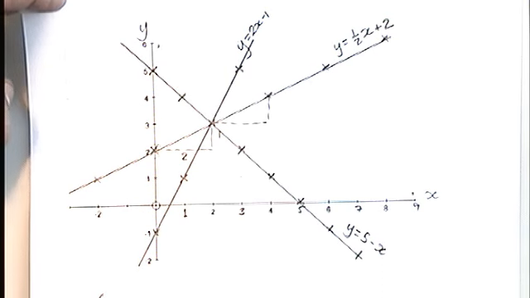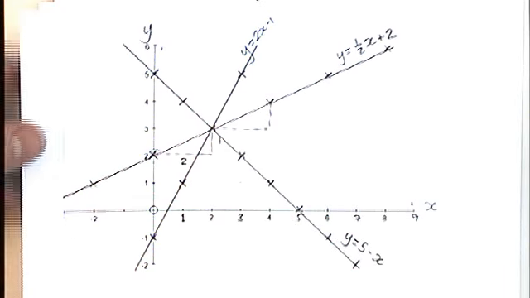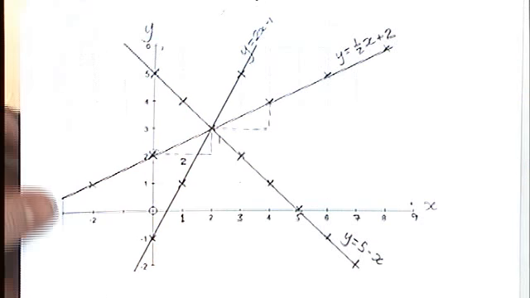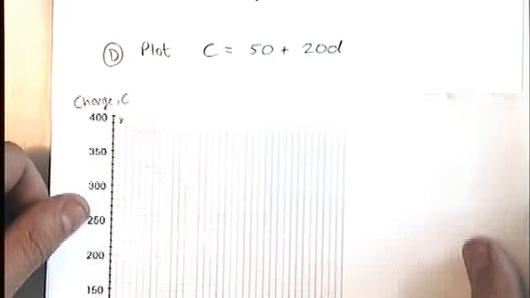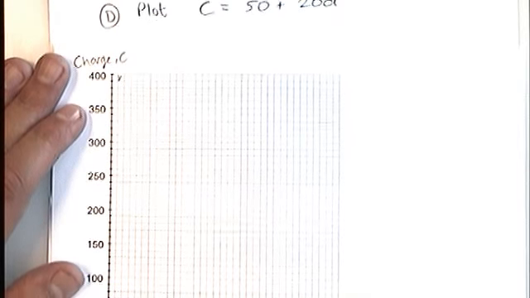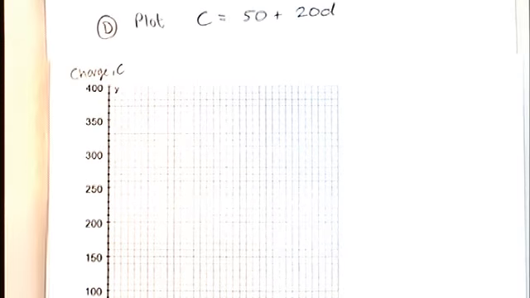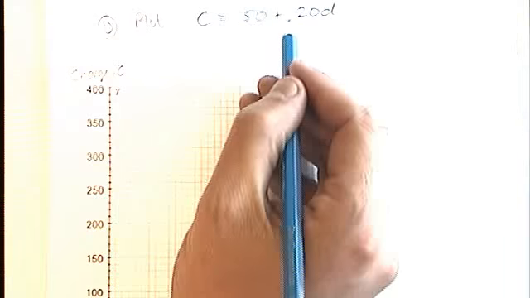Now the last graph that I'm going to show you involves a more sort of applied straight line graph. The graph we're going to draw is this one. I want you to imagine that this has been put in context. So we've got a company which is charging for its services, and the rate is £50 plus £20 every day.